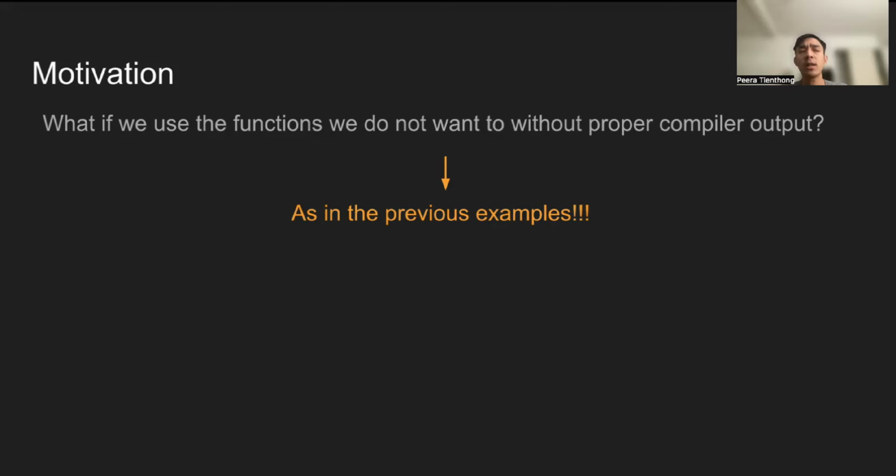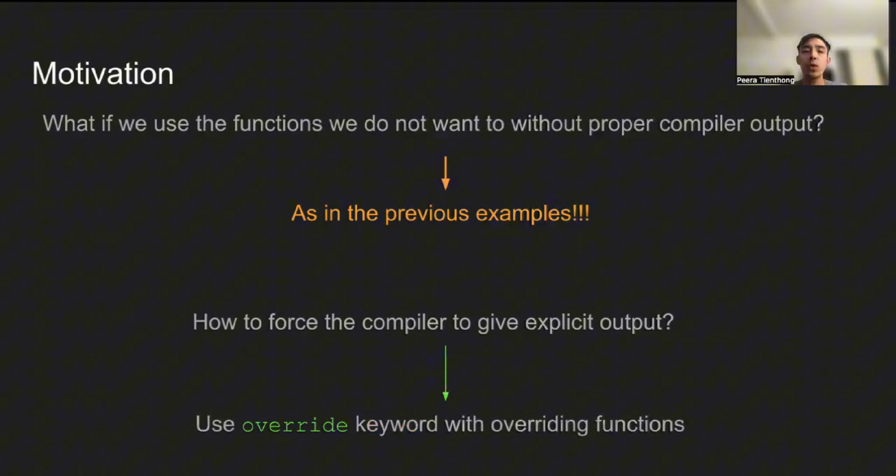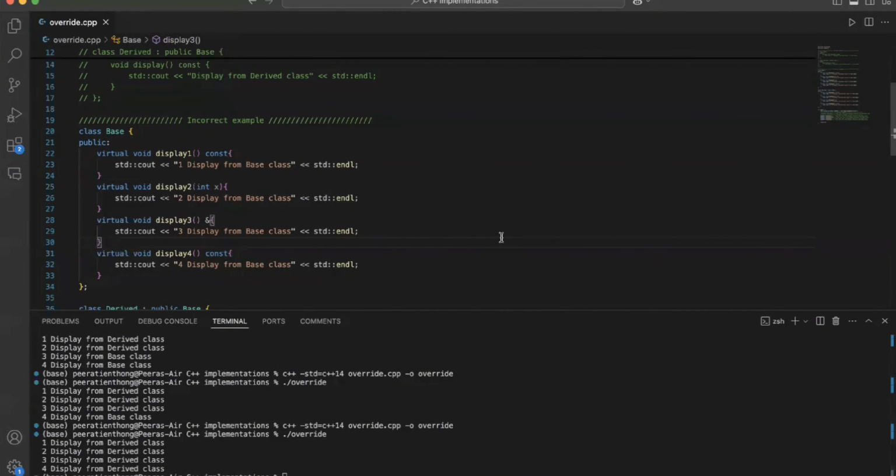The question is, is there a better way? How do we force the compiler to give explicit output when we don't want to use the function? It comes to the keyword override. We will use this keyword with the overriding functions to give the proper compiler output when we don't want to use a function. So let's see how it works. I've modified the code to add the override keyword.